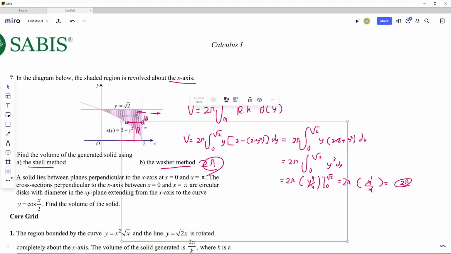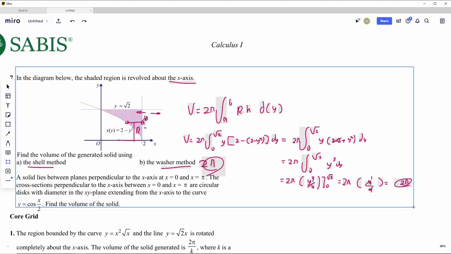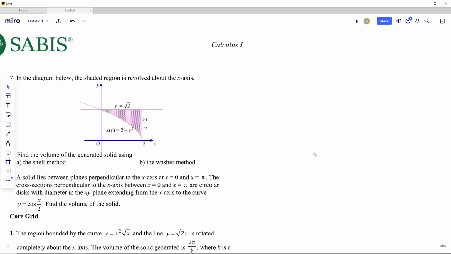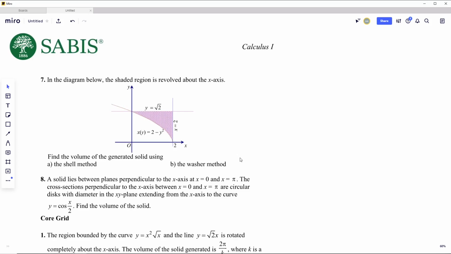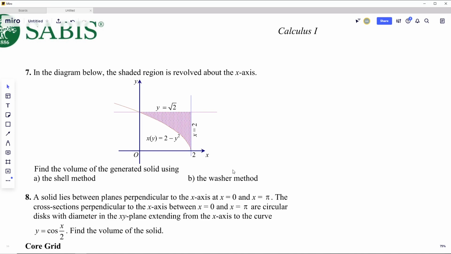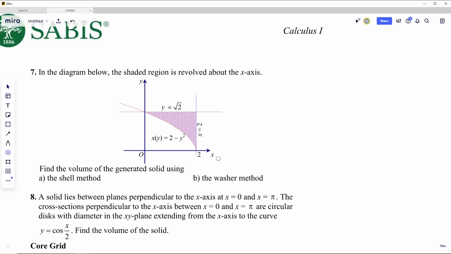I'm not changing the entire thing. I'm getting, let's say, for example, volume with respect to y and then volume with respect to x. These could change the values. So you don't have to be worried when the values are different for the same method but different axes of rotation.